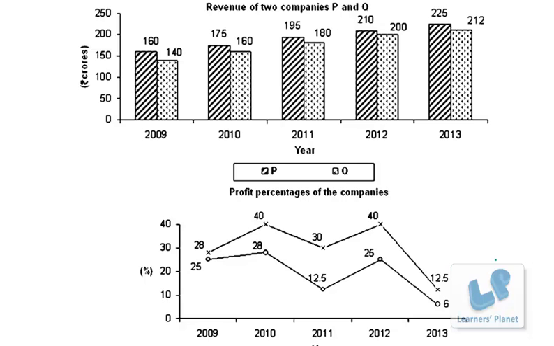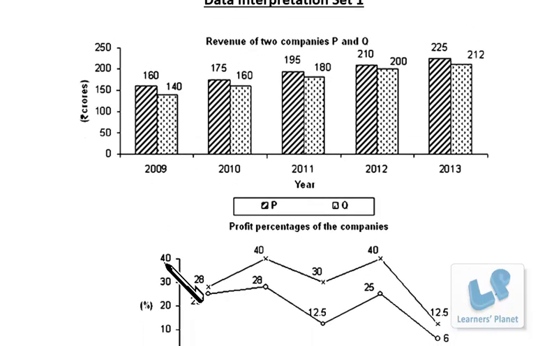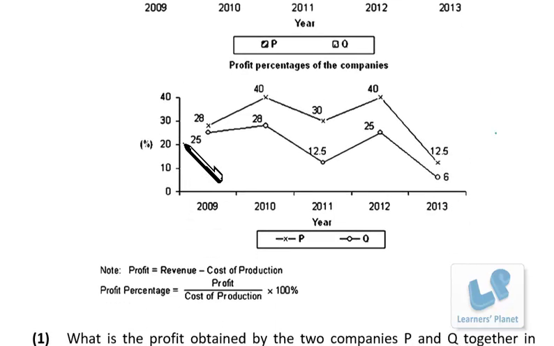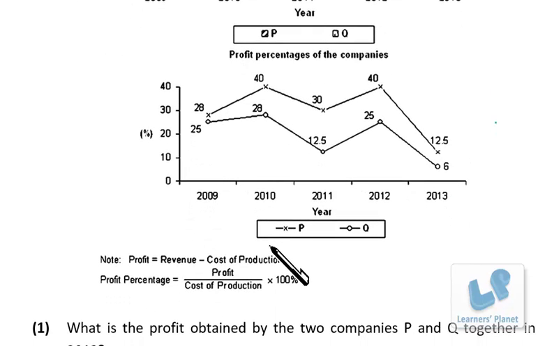Now, in this case, the revenue of two companies P and Q has been given. This is for P and this is for company Q, and the profit percentage of both companies has also been given. Okay, so here one more thing is there. Profit is revenue minus cost of production. As we know, profit is selling price minus cost price. So precisely, revenue is nothing but selling price, right?